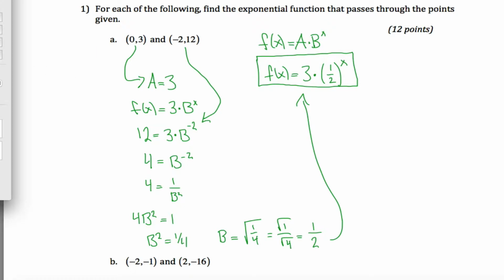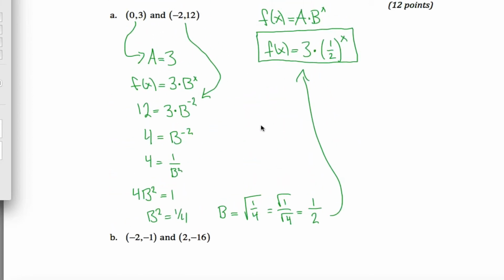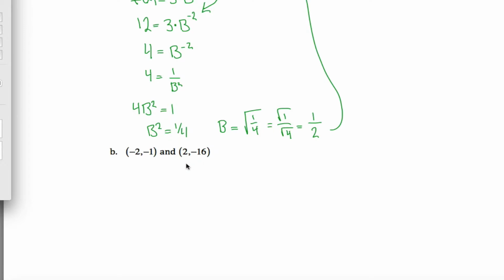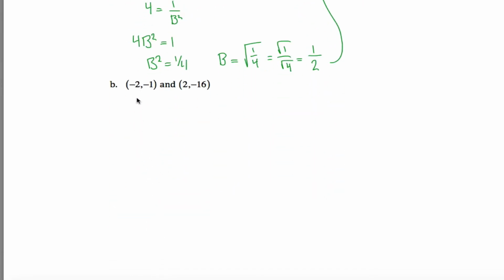And that's part A. Part B is quite similar. The only difference is neither of these 2 points has an x-coordinate of 0. So I don't immediately tell you what a is, so you have to do a little bit more work. The way I like to do it is start with your general form of an exponential equation and plug in these points. So from this point, I know that when x equals -2, y equals -1. In other words, -1 equals a times b raised up to the -2 power. Now from this point here, I know that -16 is equal to a times b to the 2nd power.